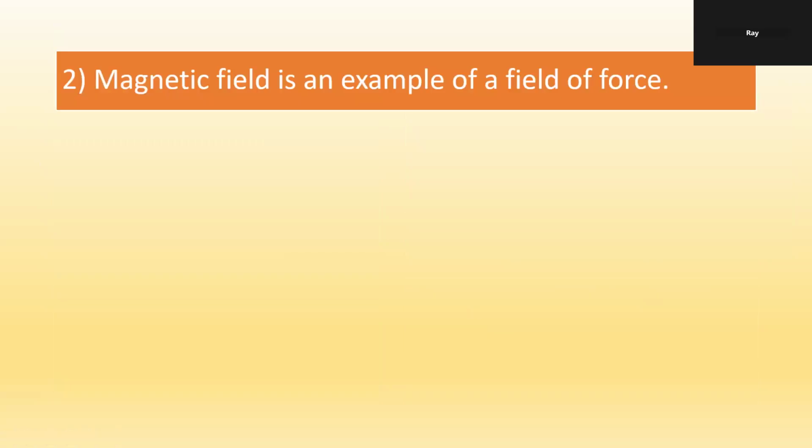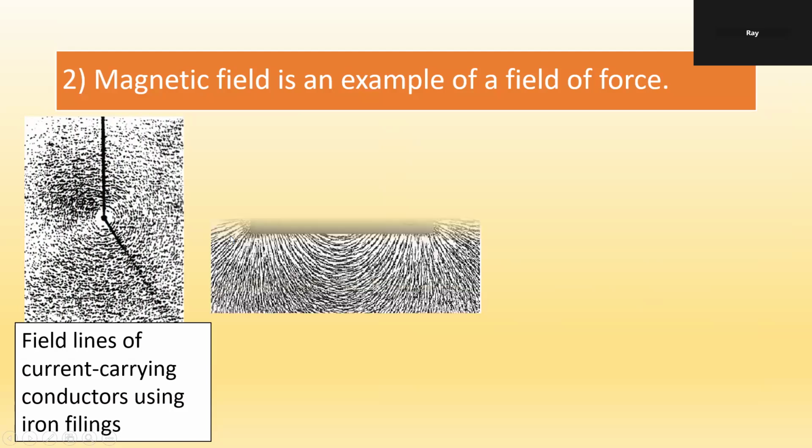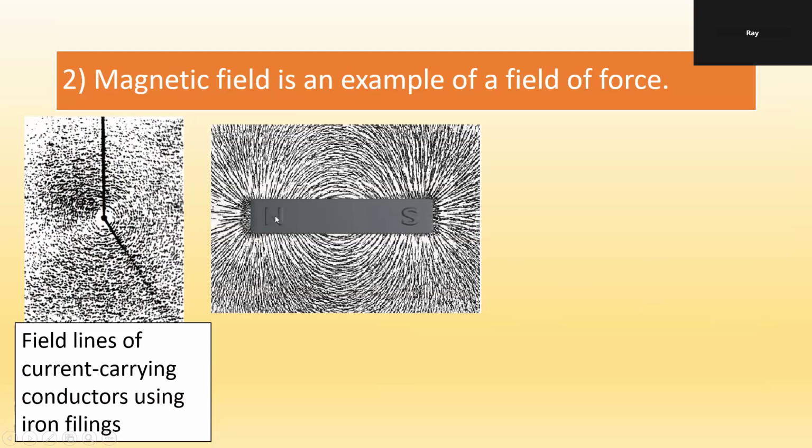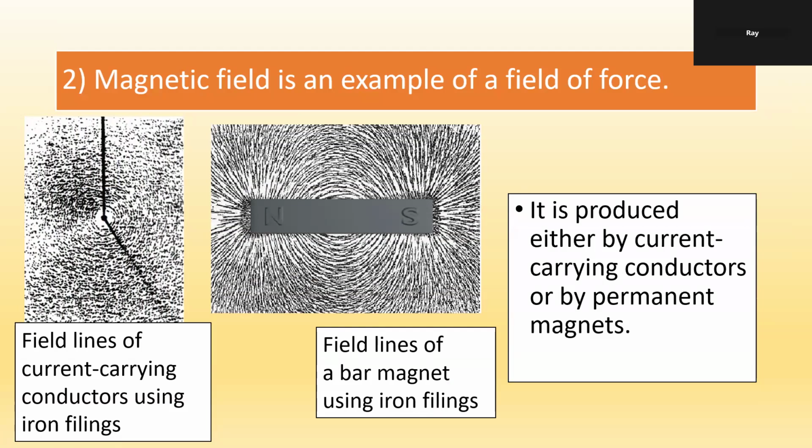Magnetic field is an example of a field of force. Show the lines of a current carrying conductor using iron filing. Then you can show that there is something around the current carrying conductor by iron filing, or using a magnet, can show that these are the lines. Show the lines of a bar magnet using iron filing. The thing we need to remember is magnetic field is produced by a current carrying conductor or by a permanent magnet.